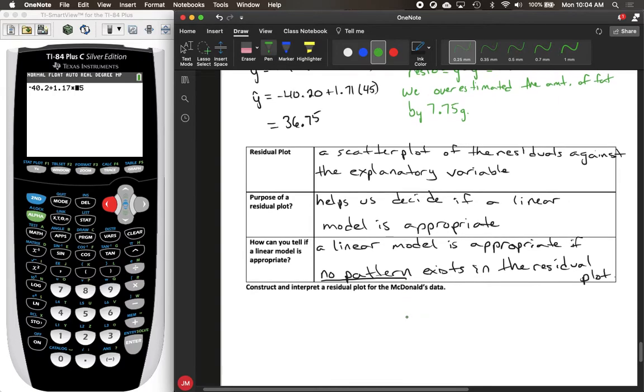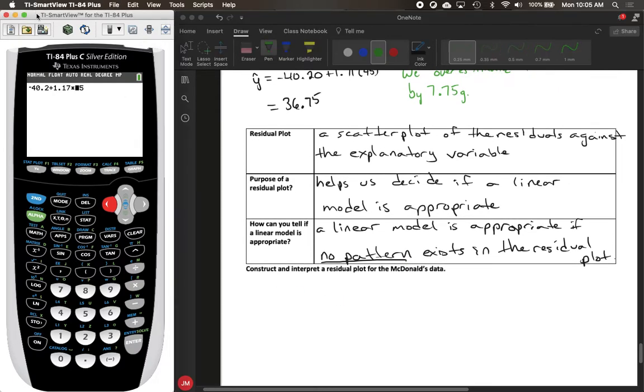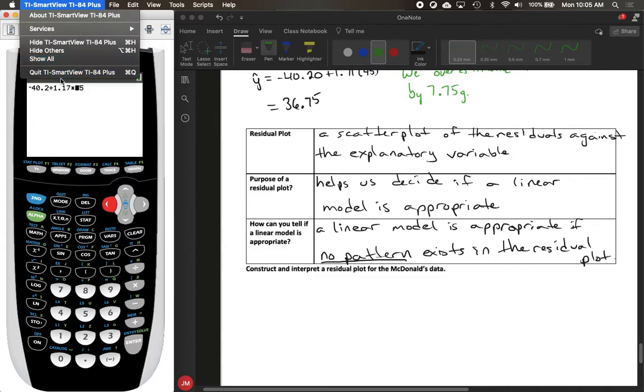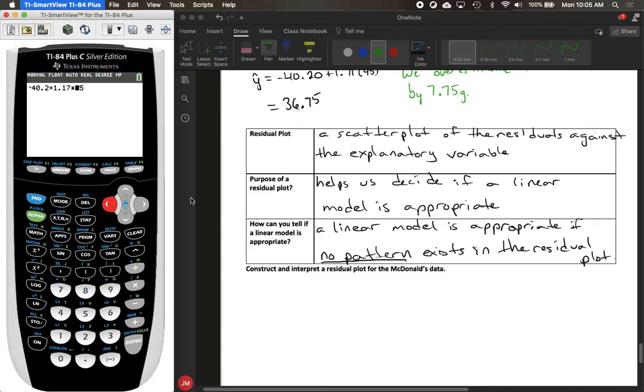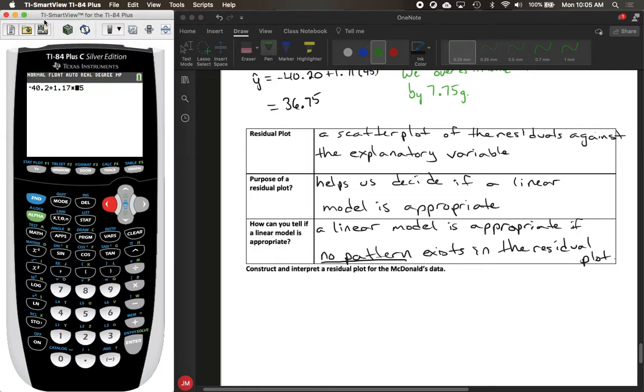Okay, so the last thing to share with you guys is this idea of a residual plot. I'm going to talk about that while I'm restarting the calculator real quick here. So a residual plot is a scatter plot of the residuals against the explanatory variable. In other words, you look at all of the residuals for every single data point. We've only looked at it for one in each case, but you look at it for all of the data and graph it all together.